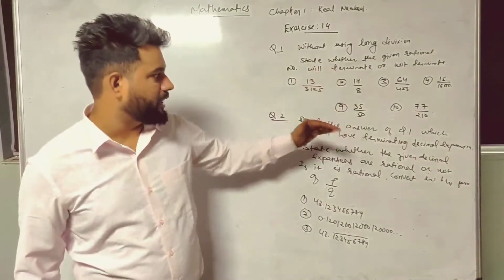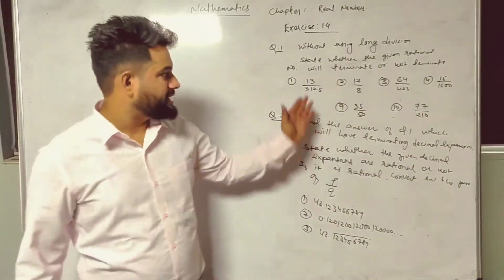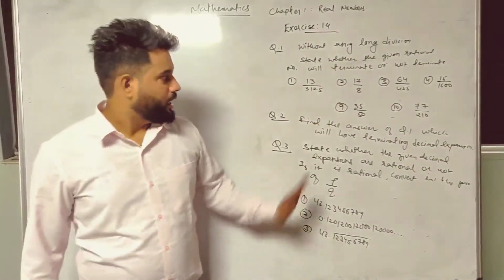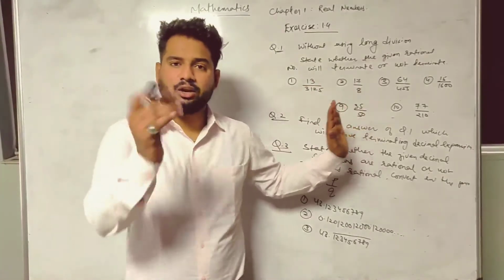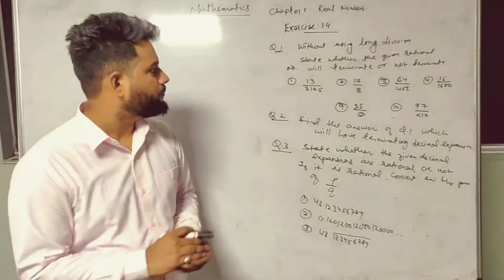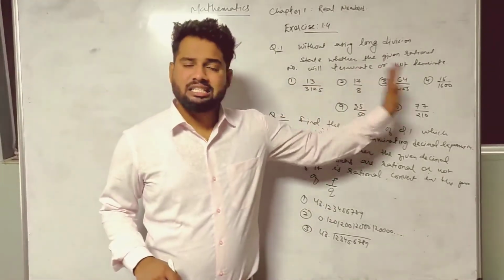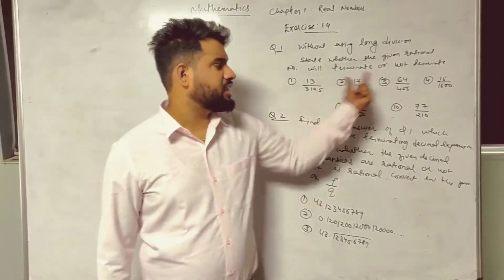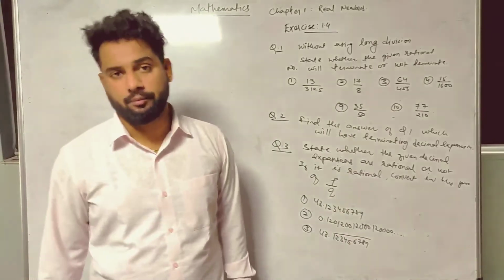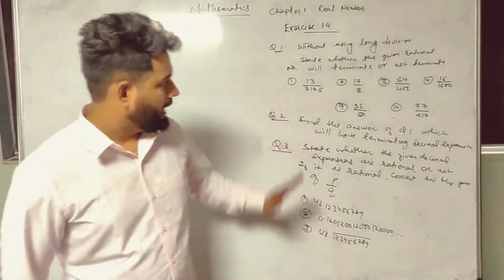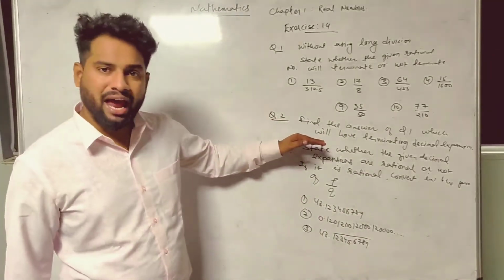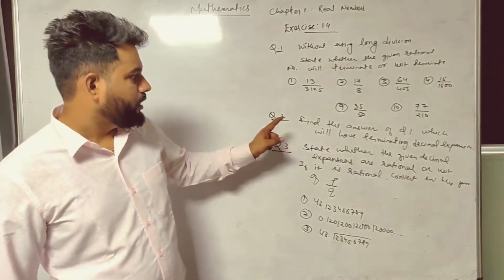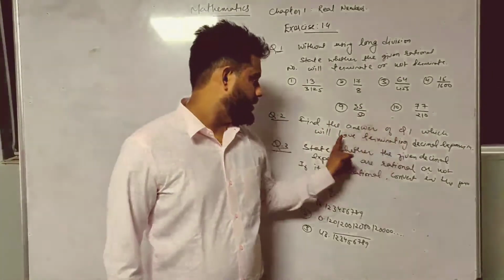You are provided with a total of 10 rational numbers, and I selected 6 of them. There are 10 in your textbook, so you can solve the remaining 4 yourself. So there are 6 rational numbers given, and you have to state whether each will terminate or not terminate. And the second question will go hand in hand with it. What is it telling you? Find the answer of question number 1.